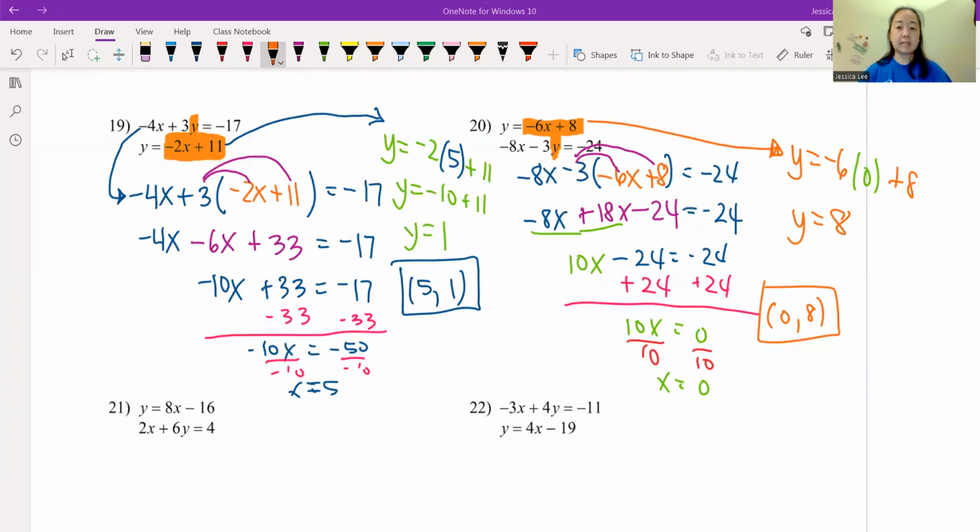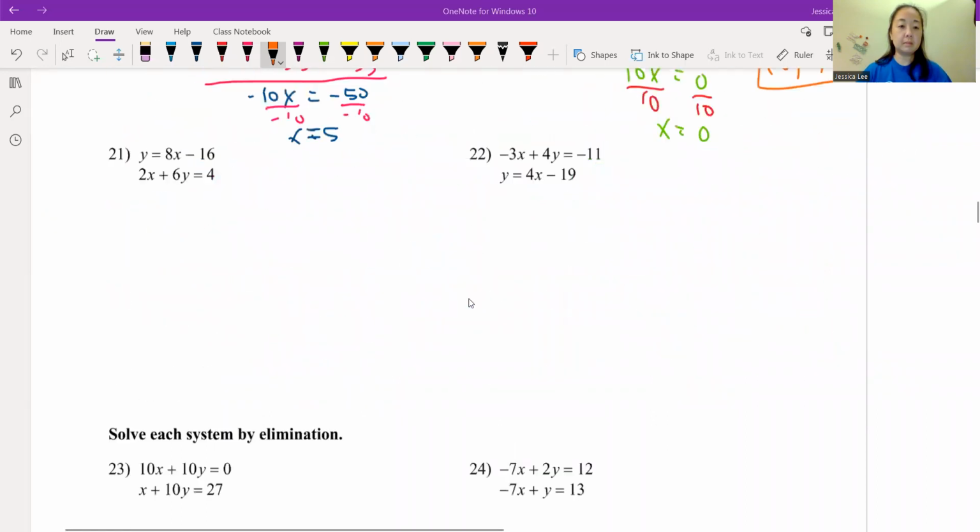All right, moving on to the next 2 problems. These are the last of the elimination, the substitution stuff. Let's try this out one more time. So we're taking this expression right here and we're going to put it into this y. That's what I'm trying to say.